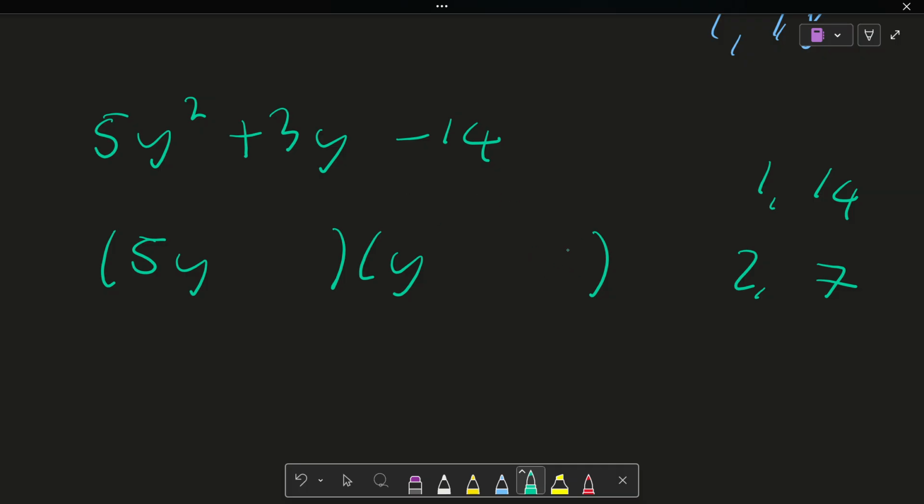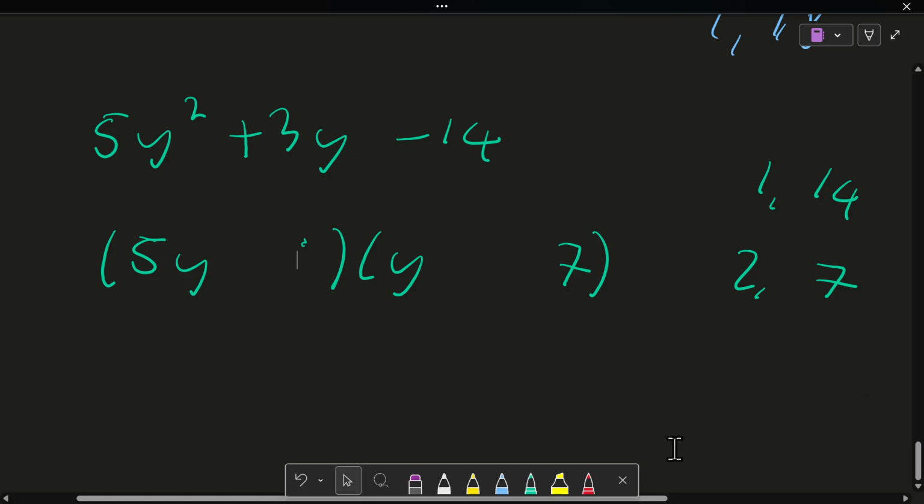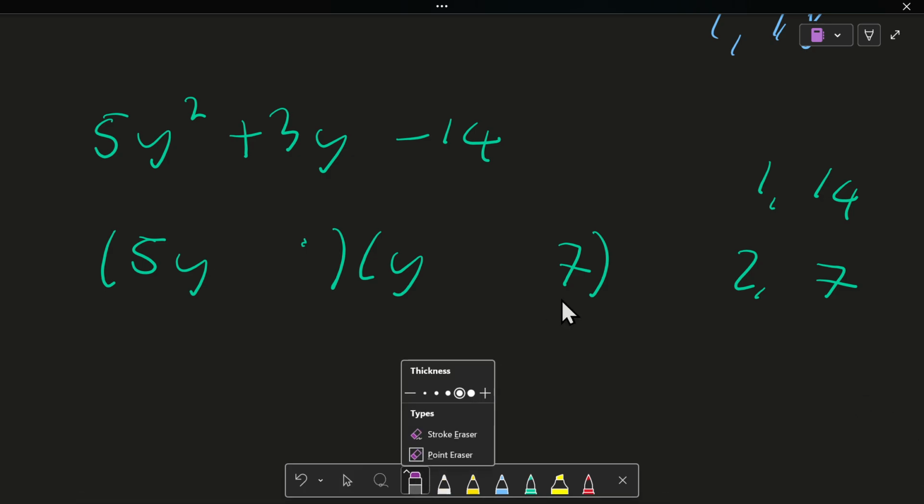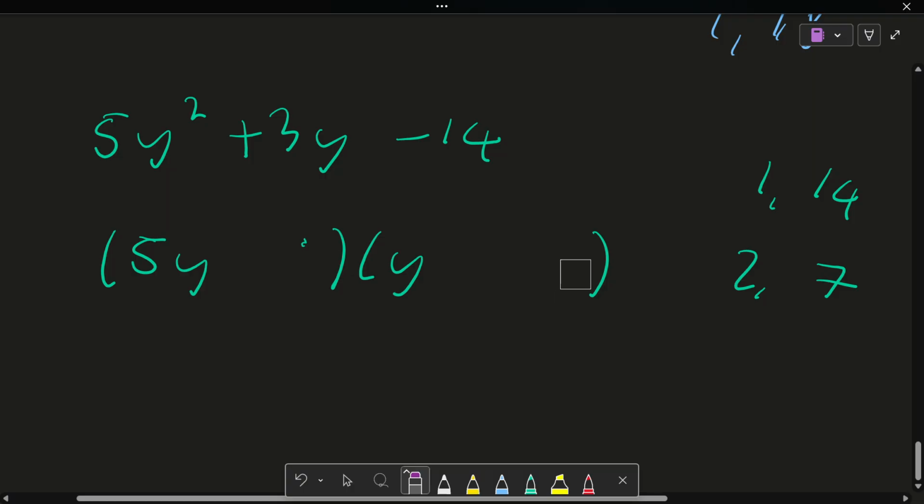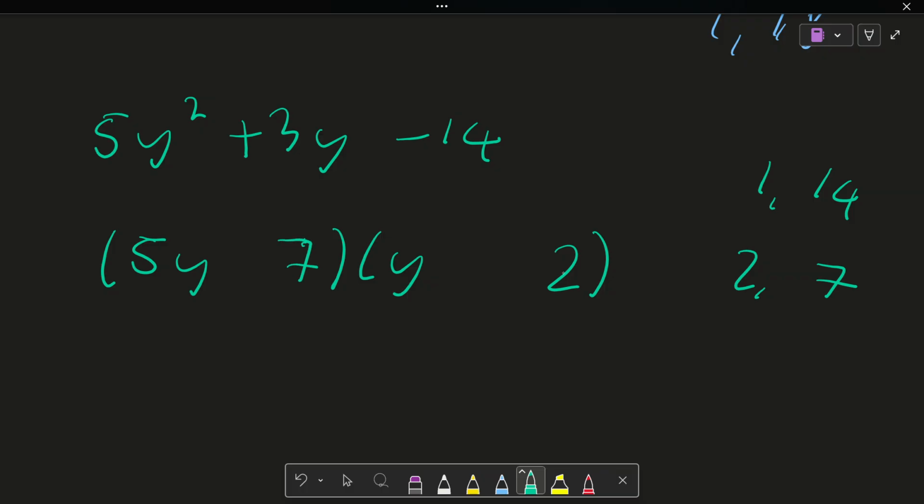So the best way is to put here 7. 7 times 5y gives you 35y. Sorry, not 7. Here you must put 2 and 7. So here you put plus and here you put minus, such that 2 times 5y is 10y, minus 7y is 3y. Okay.